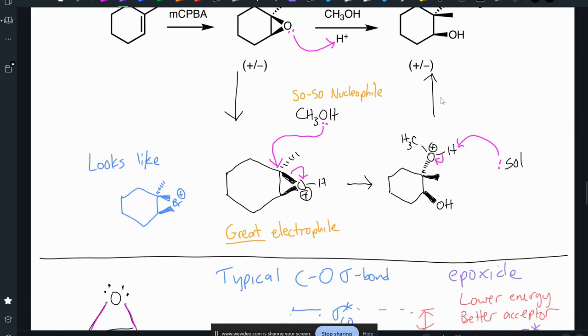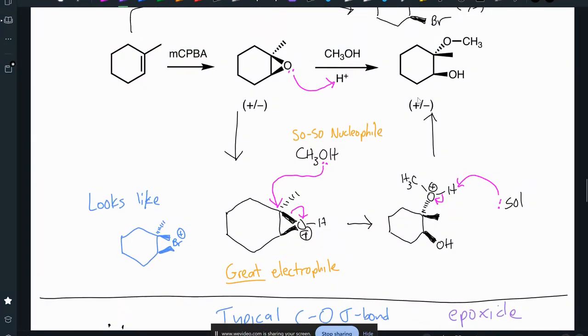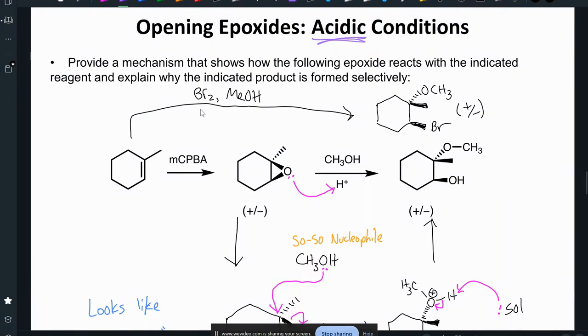I want to point out this reaction sequence is very similar to the reaction where we added Br2 and an alcohol directly to an alkene. For funsies, you should go back and review that mechanism, try and draw yourself a mechanism for this reaction. But notice it gives us a very similar outcome, just with bromine in the place of my OH group. All right, so we can open epoxides under acidic conditions. Next, we'll talk about how it's different if you do this under basic conditions.